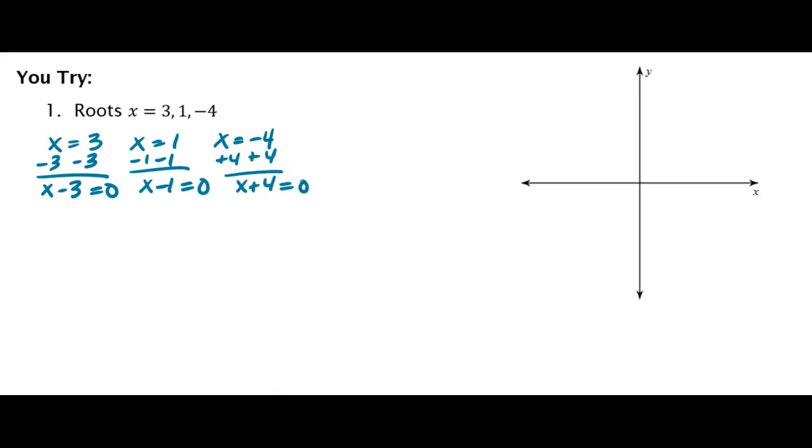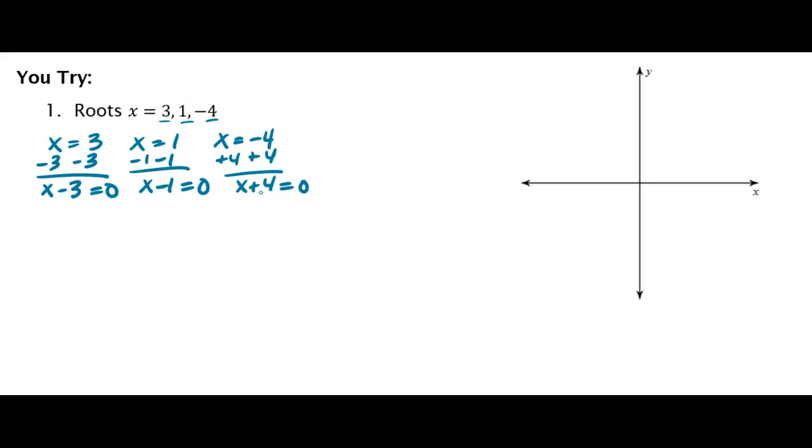So the shortcut is, once you do these things enough, you'll notice that you take these three numbers and you just change their sign. So this is positive 3, and then down here it becomes negative 3 in this first equation. Positive 1 becomes negative 1, and then negative 1 becomes positive 4.